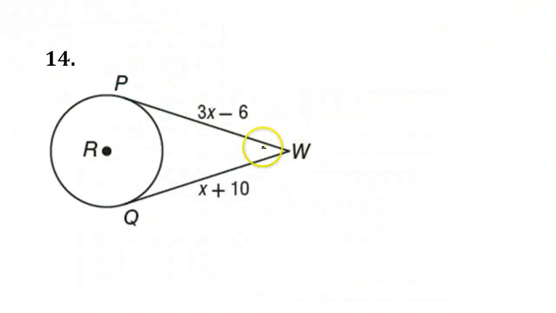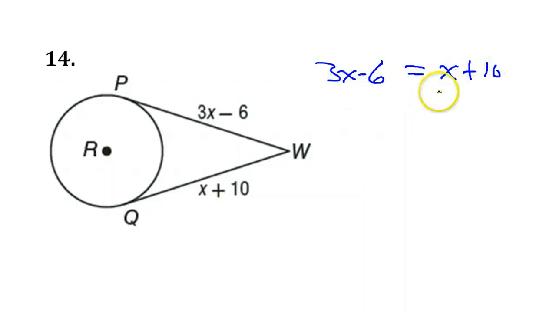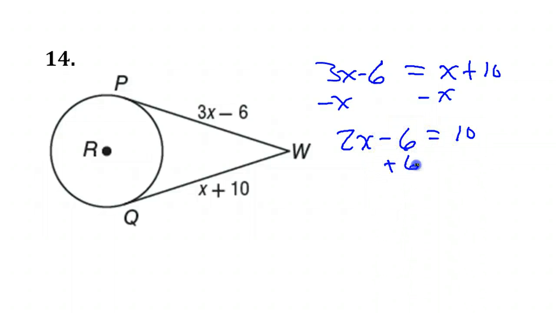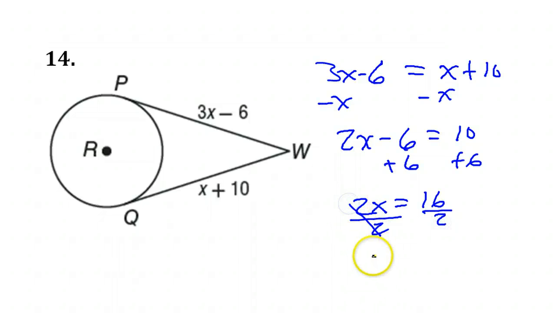Alright, when you have two tangents converging at a point outside of the circle, then the lengths of these tangents should be equal. So that means 3x minus 6 should equal x plus 10. Alright, let's get the x's together by subtracting it. That'll be 2x minus 6 is equal to 10. Now we add 6 to both sides, so 2x is equal to 16. And finally we divide by 2. So that gives us x equals 8.